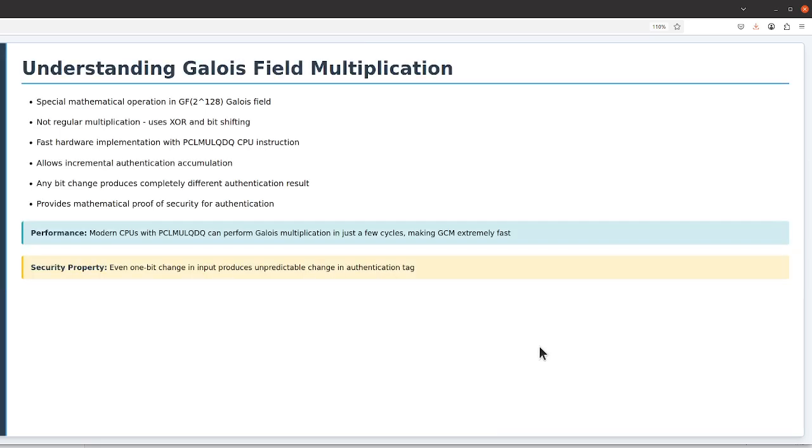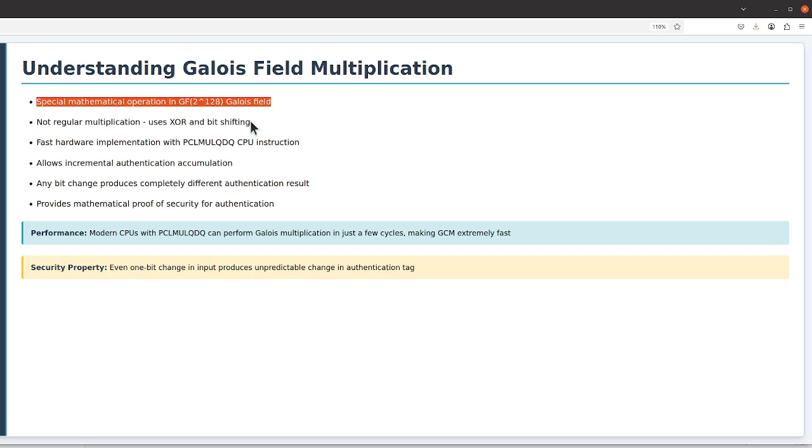Understanding Galois field multiplication. You might be wondering what Galois field multiplication is and why GCM uses it. This is a special type of multiplication used in cryptography that has very useful properties for authentication. Let me explain it in accessible terms. A Galois field is a mathematical structure where you can add, subtract, multiply, and divide numbers following special rules. In GCM, we use a specific Galois field called GF(2^128).